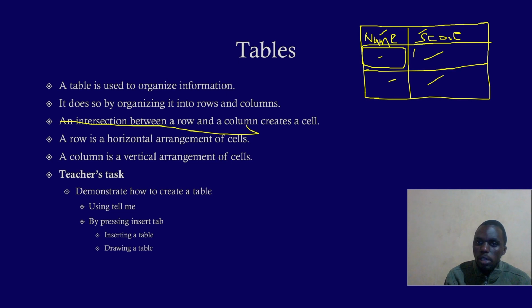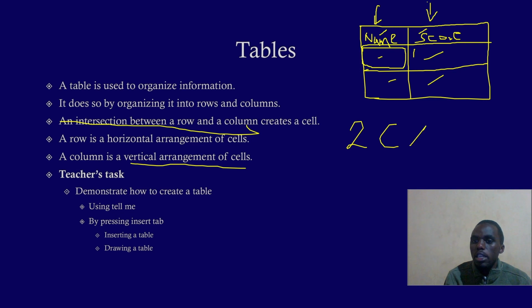And how many columns? A column, we've said, is a vertical arrangement of cells. So this unit that we form here is the first arrangement of how many cells? 1, 2, 3. And then this is also another arrangement of cells. So this table consists of 2 columns.